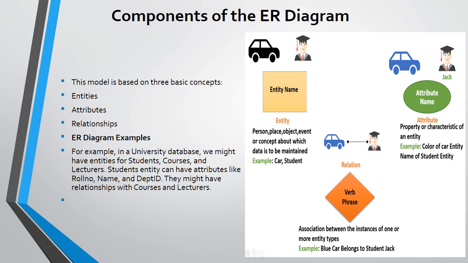Example: the entity means a person, place, object, or concept about which data is to be maintained. In this diagram, the car, the black color car and the person are entities. Then the attribute is a property or characteristic of an entity, so the color of the car entity, the name of the student entity. And the relationship is the association between the instances of one or more entities. So for example, the blue color car belongs to the student Jack.